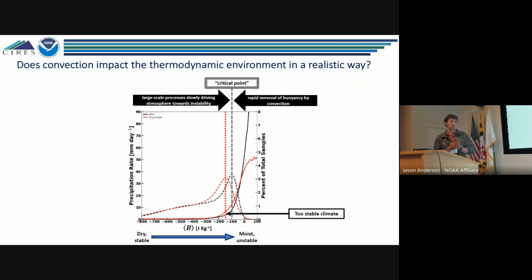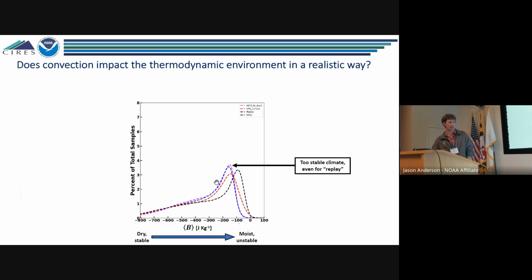Now, moving on to our second question: does convection impact the thermodynamic environment in a realistic way? Well, unsurprisingly, if you get this transition towards deep convection earlier on, that ends up driving you towards a more stable climate. This is the UFS climate simulation. We can see the critical point here. The mode of the distribution has been shifted to a more stable climate.